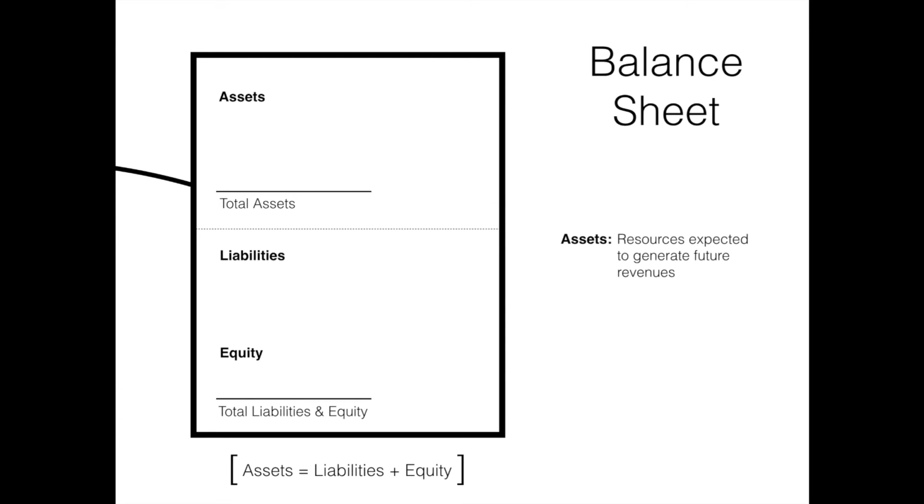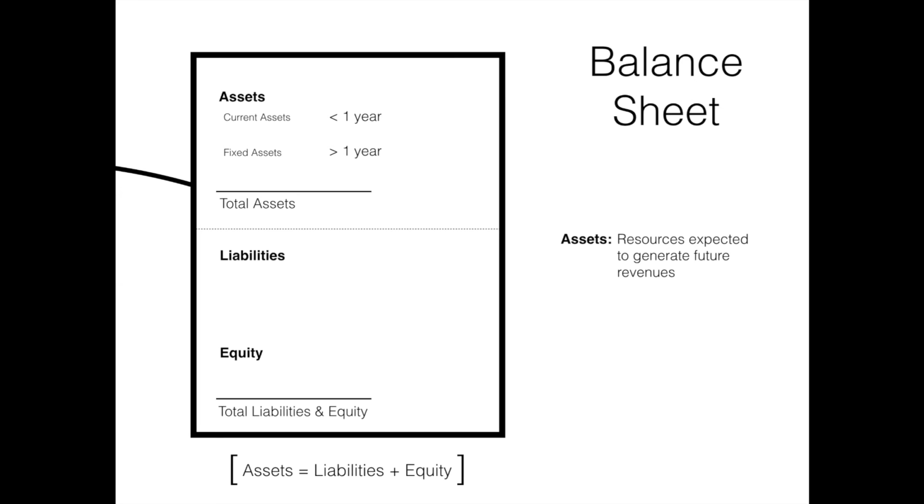So what are assets? Assets are resources that are expected to help generate future revenues. Within assets, there are two categories, current assets and fixed assets. Current assets are the resources that are expected to be converted to cash within the time period of 1 year. An example of that would be accounts receivable. Fixed assets are resources that are expected to last for more than 1 year. Property and equipment are an example of a fixed asset.